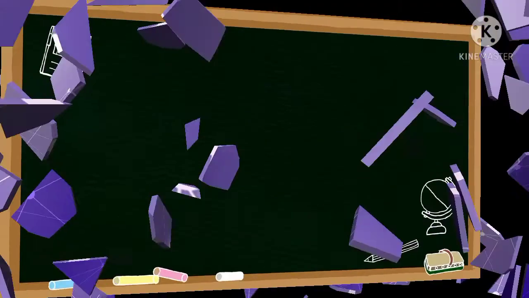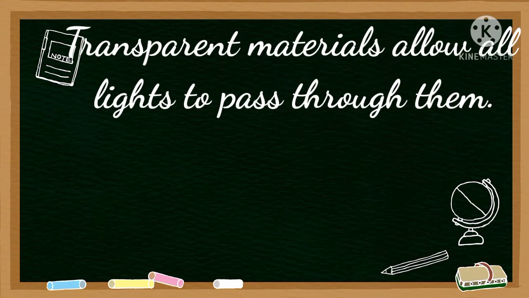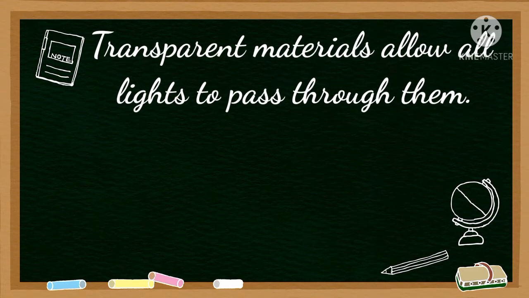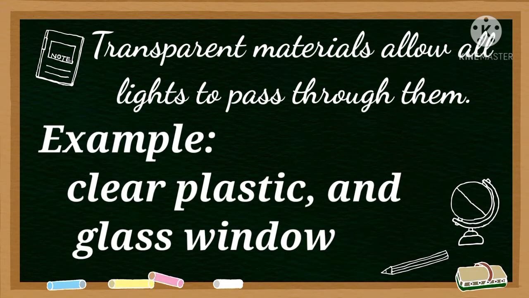Different materials have different ways of transmitting light. Here are the following. Number 1 is transparent materials that allow all light to pass through them. Examples are clear plastic and glass windows.